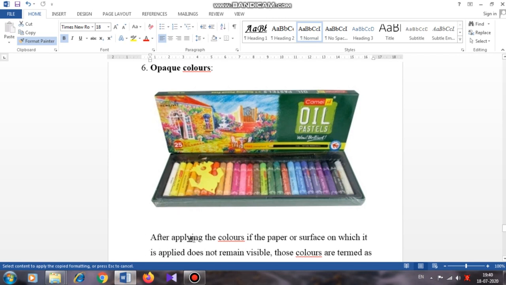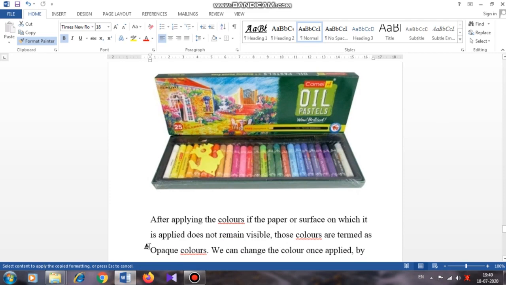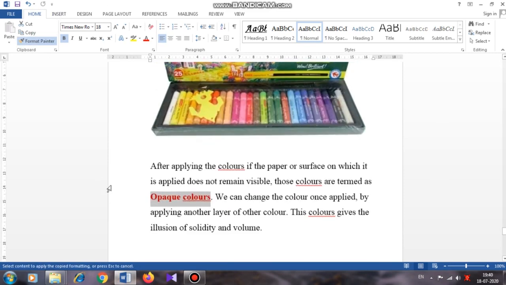After applying the colors, if the surface on which it is applied does not remain visible, it is termed as opaque colors. We can change the colors when applied by applying another layer on it. Suppose you have painted a cream color door, if you want to paint it brown, then you can apply another layer after the first layer gets dried. Simple. These colors give the illusion of solidity and volume. So this was all about opaque colors.